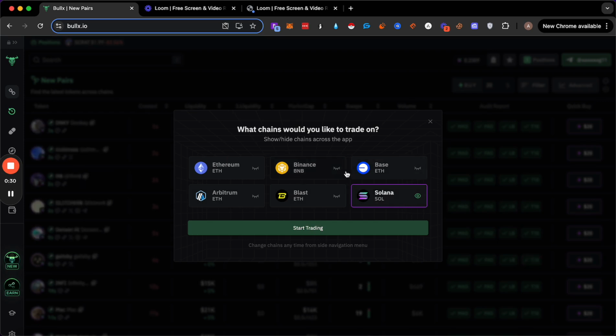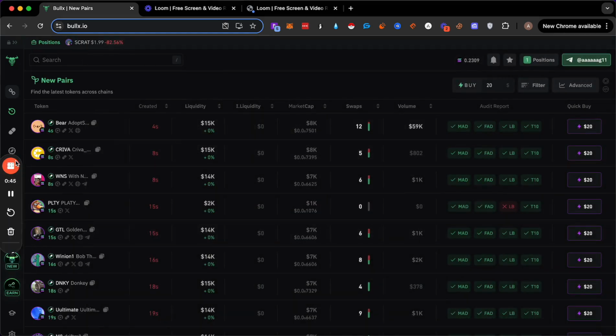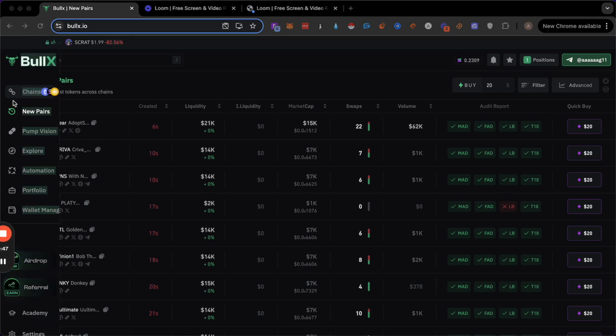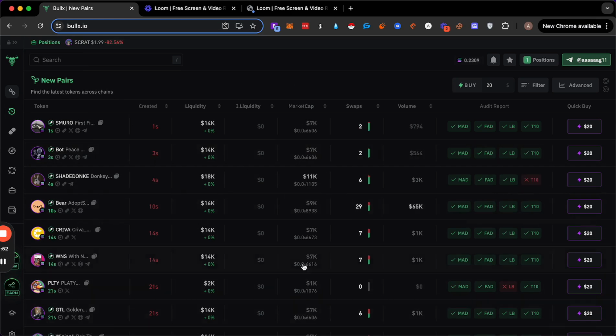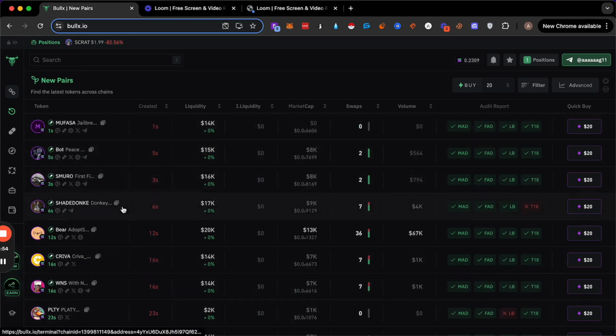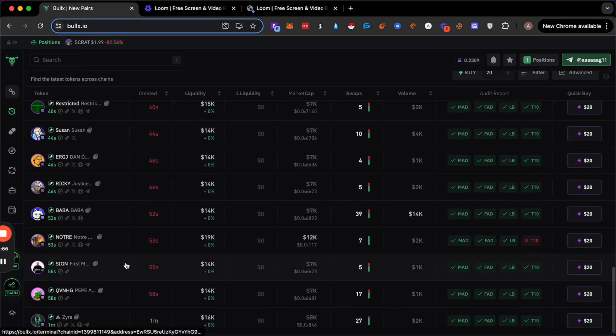Solana, obviously, is the big trading network right now with all the new meme coins that are coming out. So right now I have it toggled to only see Solana pairs. What you can do with this platform, first off, is check out brand new pairs that are coming out. These are all new pairs on the Solana network.